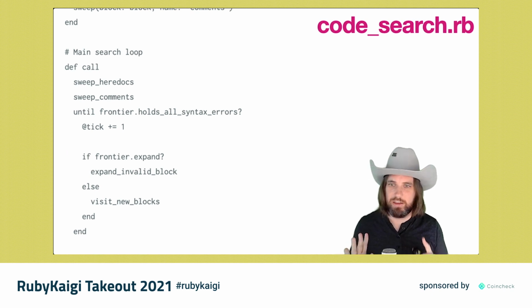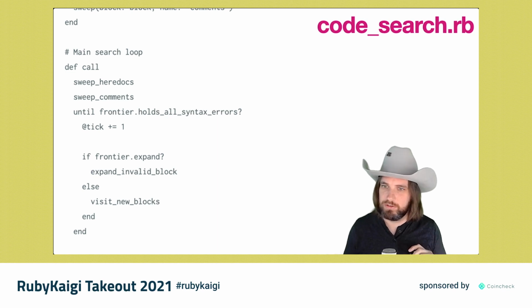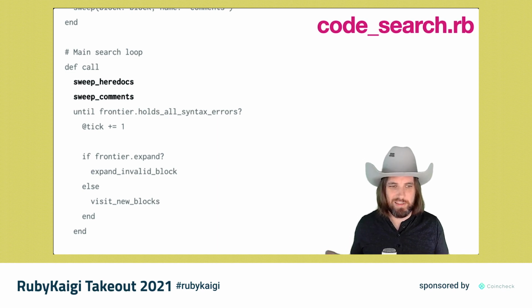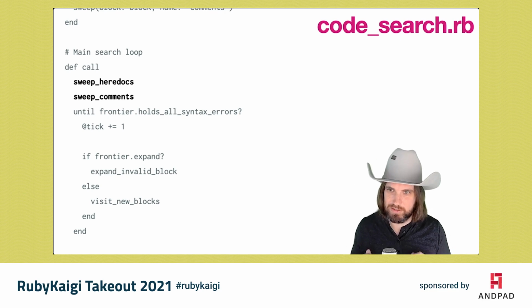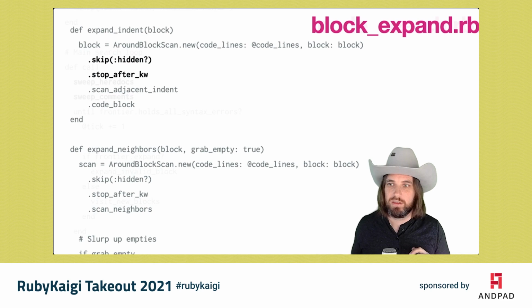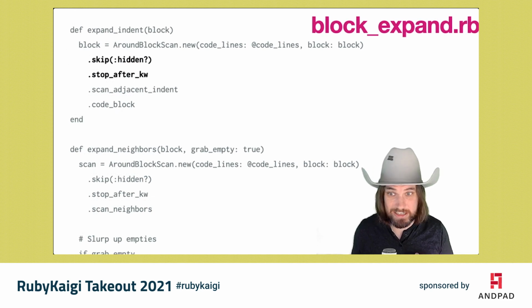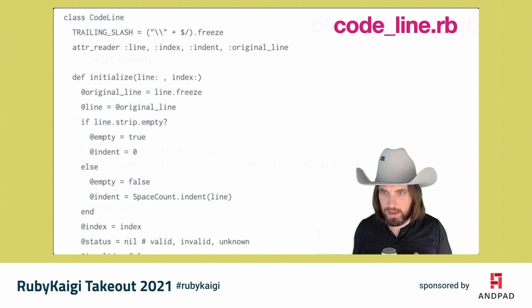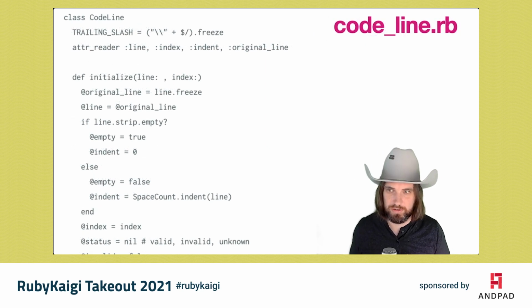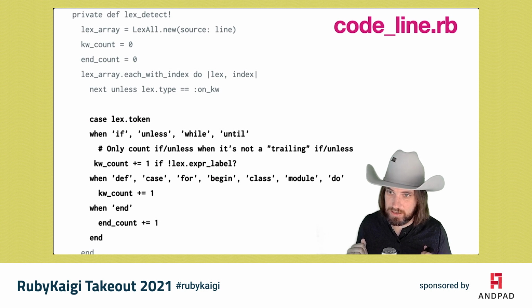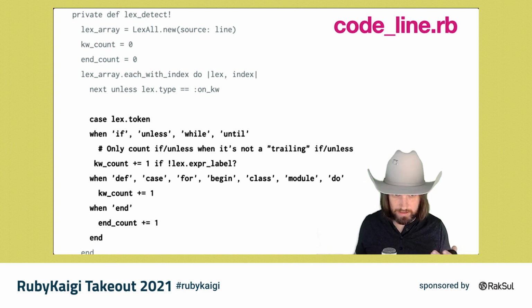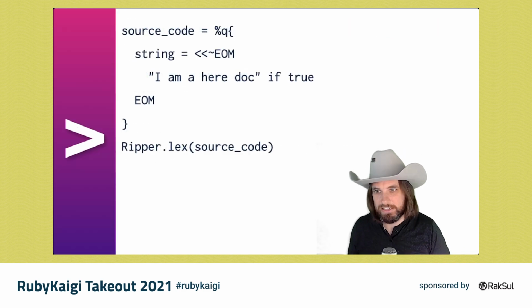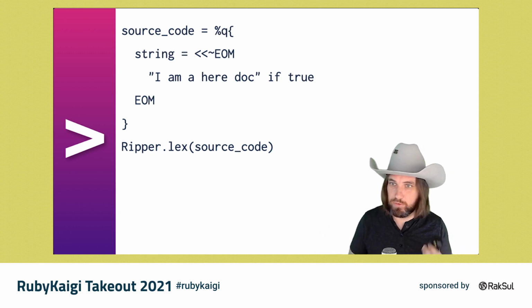I do want to pause for a second, though, and talk about two methods that I skipped over in our loop. What are these and why are they here? Well, there's a problem with how I'm lexing the source code that I didn't talk about before. Remember how I said the block scanner stops after it hits keywords? Well, this is accomplished by a class that represents an individual line in the source code. When that line is created, we lex just that line in order to detect keywords, such as ends or ifs or begin. The problem is that a here doc can contain strings that look like Ruby code but aren't. And without the larger context of the document, the lexer doesn't know that.